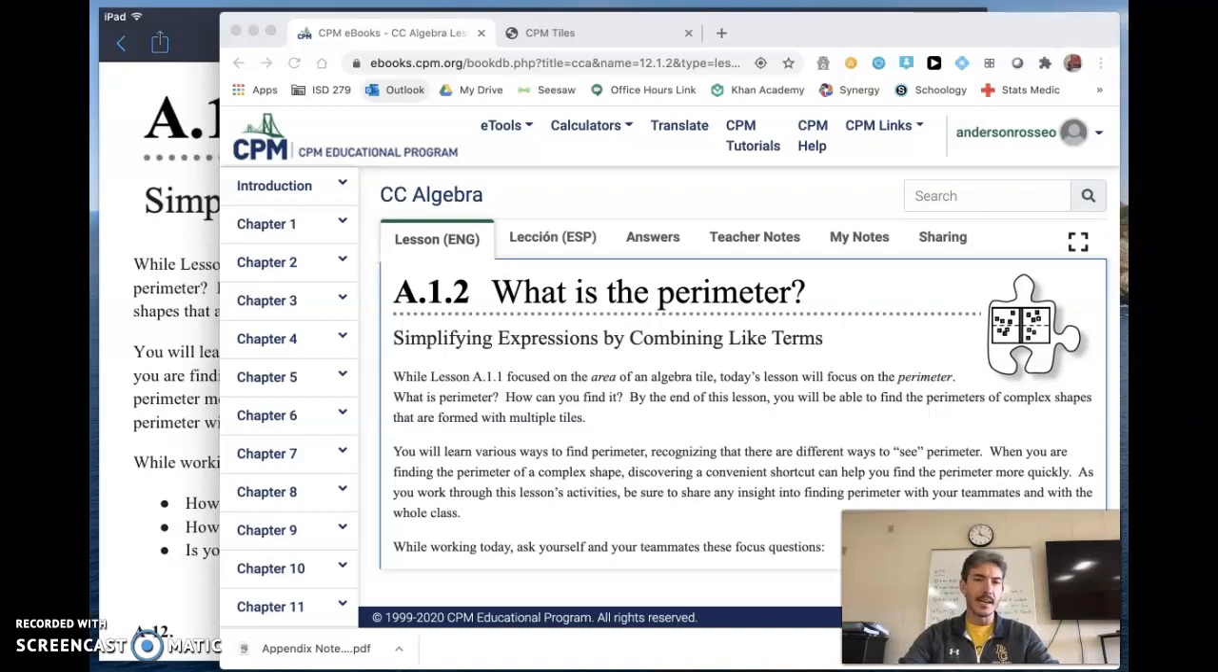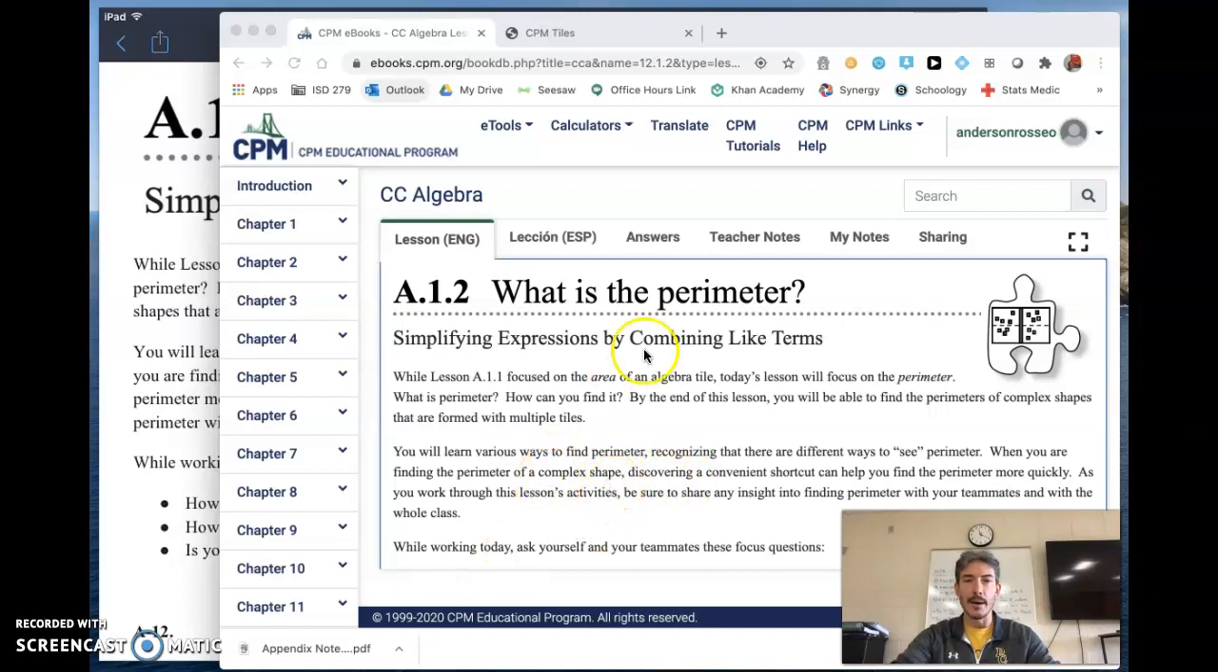We're jumping into our second section of the appendix in our CPM ebook here. It is A.1.2. It's going to be an extension from what we did in the last lesson, but today we're going to be using algebra tiles and we're going to focus on another big idea. Yesterday we talked about area. Today we're going to be moving into perimeter.